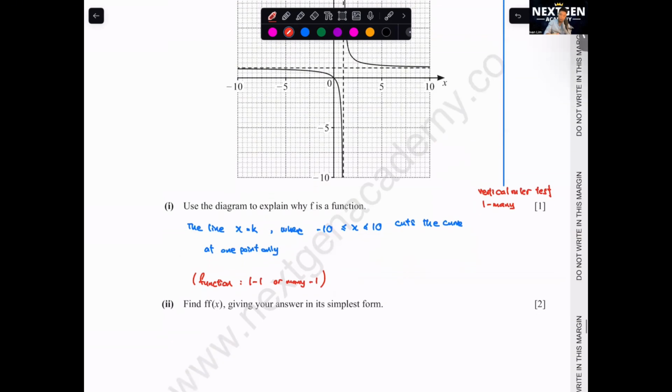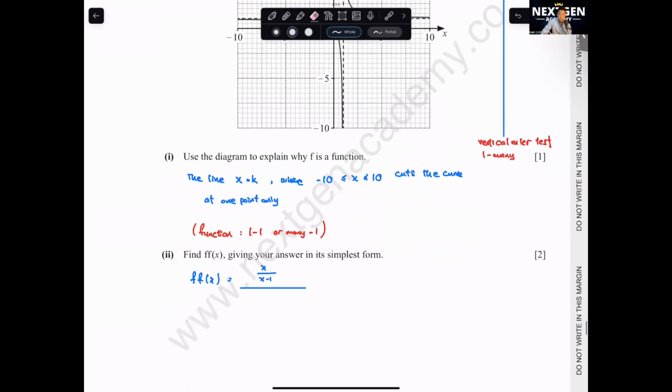Okay, question 2, ff(x). Composite function. f(f(x)) equals x over x minus 1 over, okay, we don't need a bracket here, x over x minus 1 minus 1. Okay, sorry, you all might want to add this if you want. f bracket x over x minus 1.